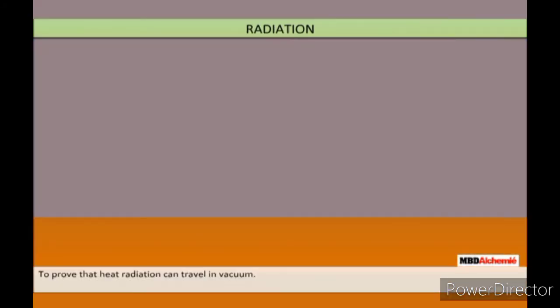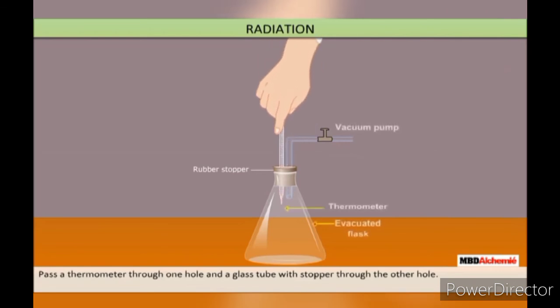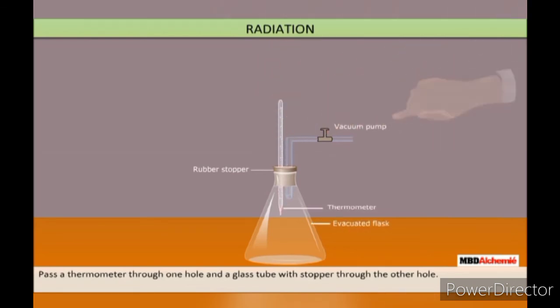To prove that heat radiation can travel in vacuum, take a flat-bottomed flask. In the mouth of the flask, fix a rubber stopper having 2 holes. Pass a thermometer through one hole and a glass tube with a stopper through the other hole. Remove air from the flask by connecting it to a vacuum pump.